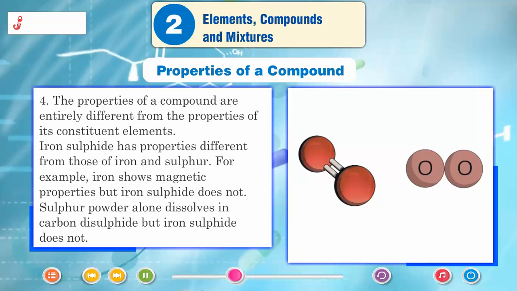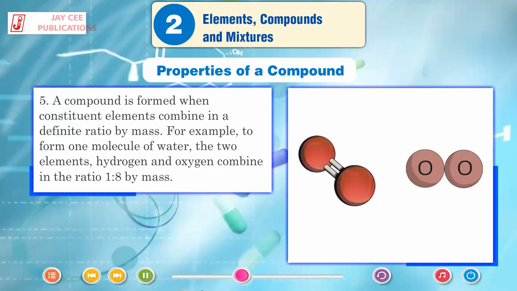The properties of a compound are entirely different from the properties of its constituent elements. Iron sulfide has properties different from those of iron and sulfur. For example, iron shows magnetic properties but iron sulfide does not. Sulfur powder alone dissolves in carbon disulfide but iron sulfide does not. A compound is formed when constituent elements combine in a definite ratio by mass.